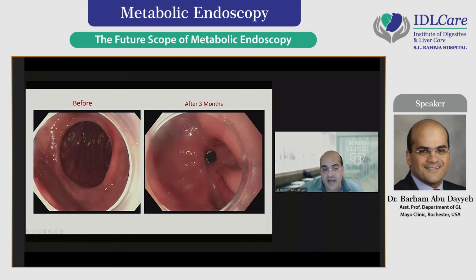You could see about a 3 centimeter outlet here after gastric bypass. And this is the patient that I showed you, 3 months after. You could see that there's a complete healing with a very robust bridging of these areas, creating about an 8 millimeter outlet compared to the previous one from before.